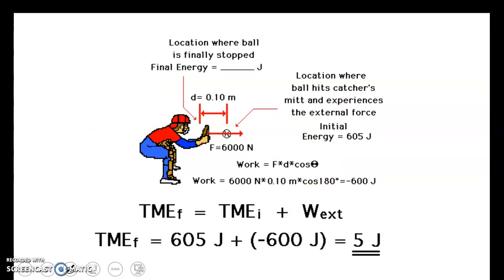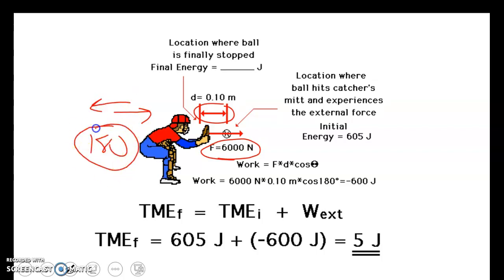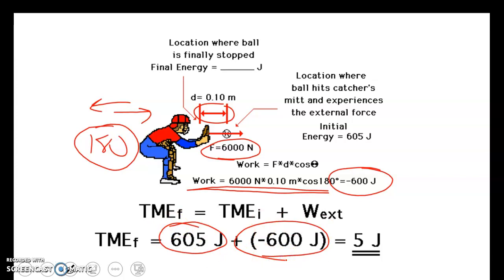Catcher catching a baseball. The force that's being put on the glove is 600 newtons. The distance the glove or the catcher moves back is 0.1 meters. Again, we got a force going forward and the distance going back, which leads us to 180 degrees. So when we do the math for work, we get negative 600 joules. So if the initial energy is 605 joules, but we lose 600 due to work, our final energy of where the ball stopped is only 5 joules.